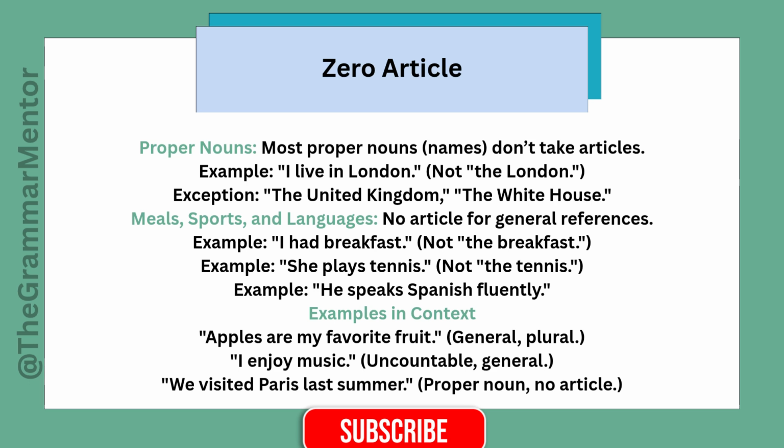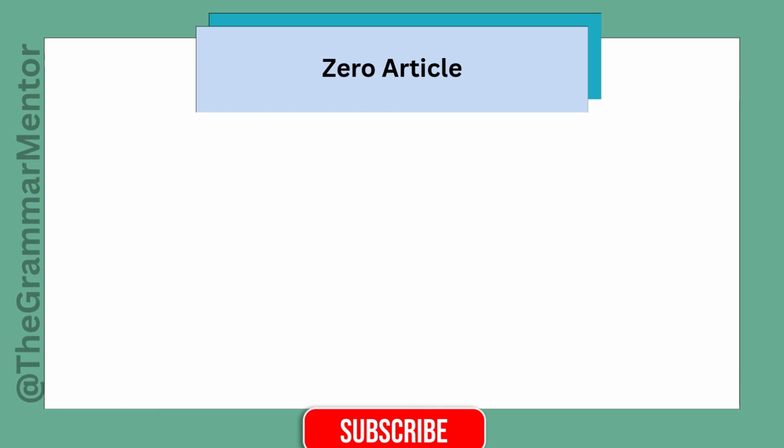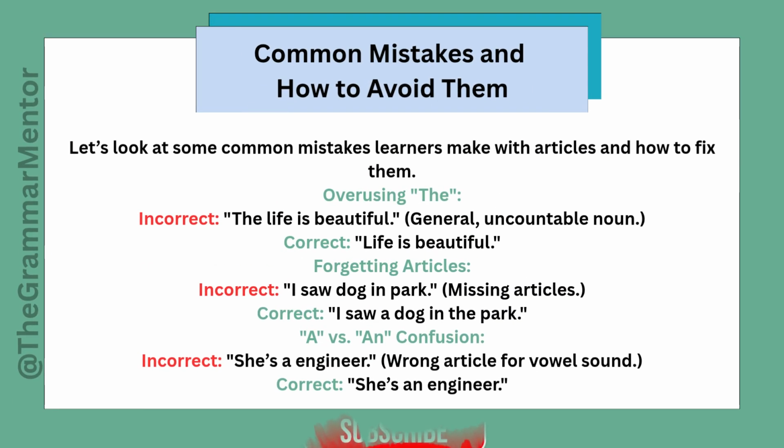Meals, sports, and languages. No article for general references. Example, I had breakfast. Not the breakfast. Example, she plays tennis. Not the tennis. Example, he speaks Spanish fluently. Examples and context. Apples are my favorite fruit. General, plural. I enjoy music. Uncountable, general. We visited Paris last summer. Proper noun, no article.